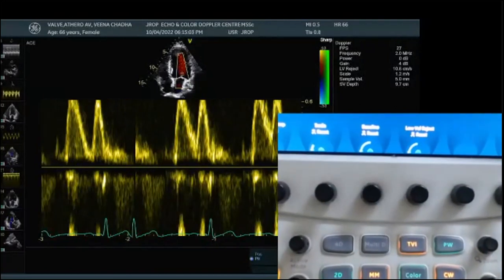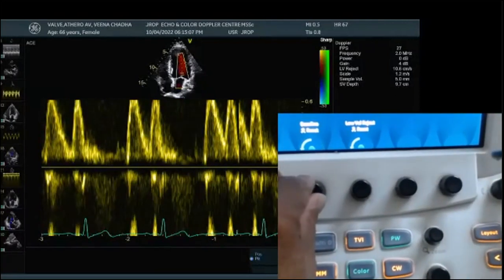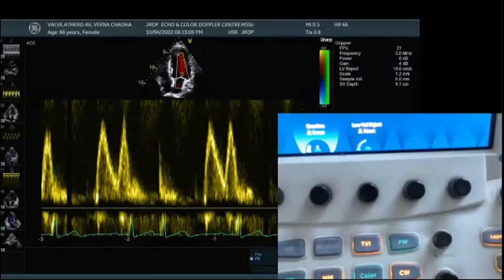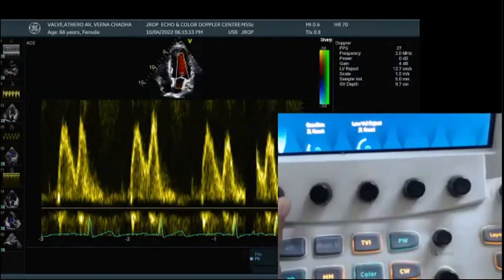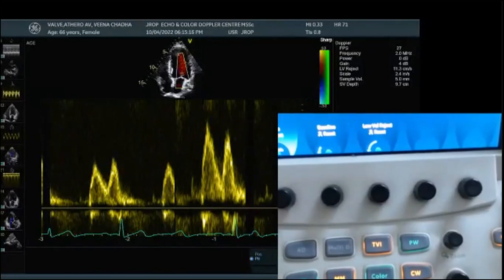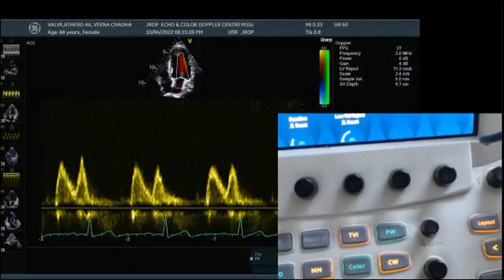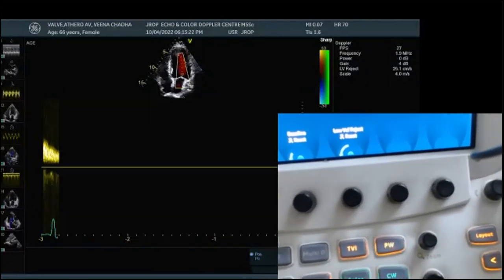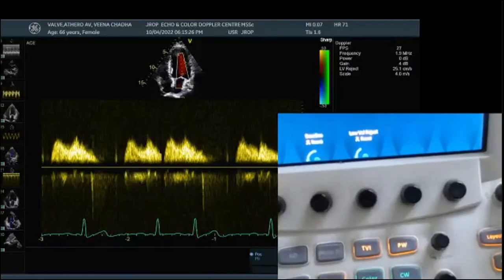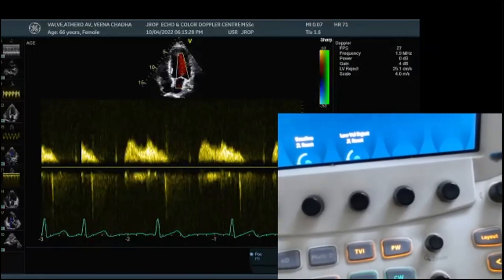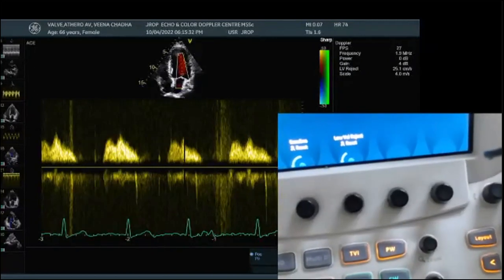So what do I do now? First I'm going to bring my baseline down. It's getting adjusted. Or I can increase the scale, further adjusted. And if it's still not getting contained, then I switch over to continuous wave. Three points: change the scale, shift the baseline, or go to continuous wave.